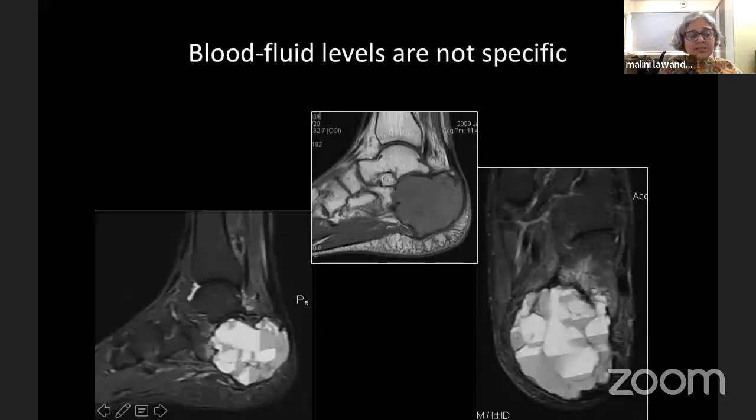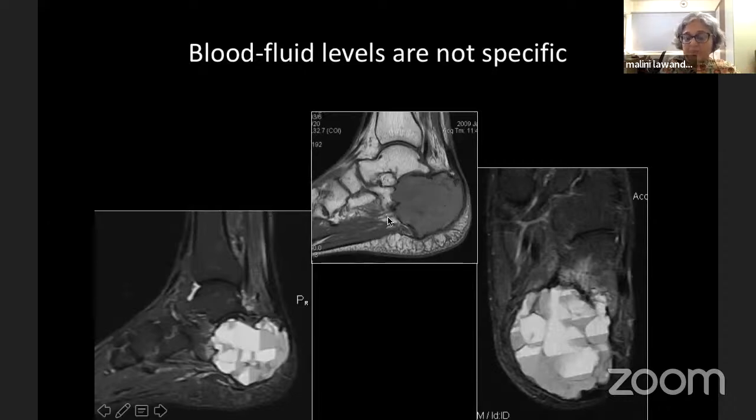Next important thing is blood fluid levels are not specific. Just seeing blood fluid levels doesn't make it an aneurysmal bone cyst. Here you can see the T1 weighted image shows you a lesion in the calcaneum. It tells you the cortex is all intact. It's not an aggressive lesion. There is no extraosseous soft tissue component. But within it, it doesn't tell me much. So that's the T1 weighted image for you.